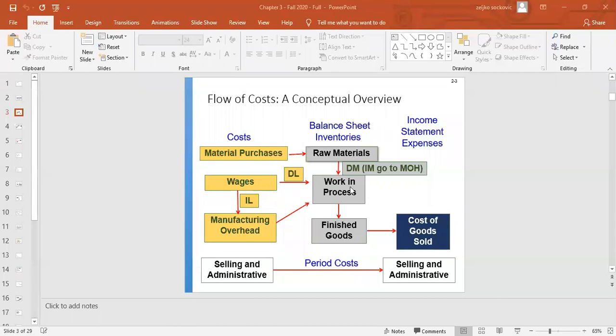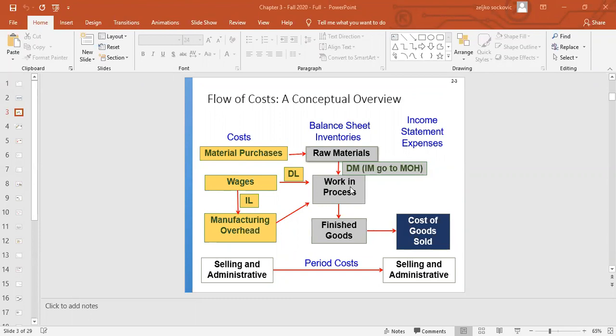So you have to keep that in mind, of course, when you're calculating how much raw materials you used for this period, and also how much of those are direct and how much are indirect. But really the two main accounts here are work in process and finished goods.